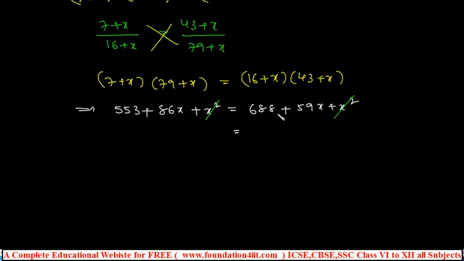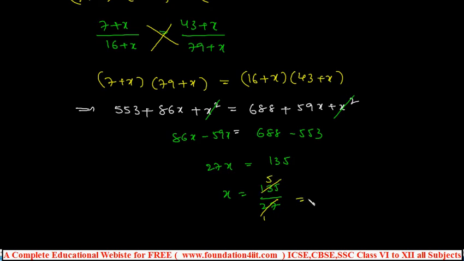Then 86x minus 59x. 688 minus 553. 86x minus 59x is 27x. This is 135, right? x is equal to 135 by 27. Possible you can simplify. 27 ones are 27, 27 fives are 135. So x is equal to 5.